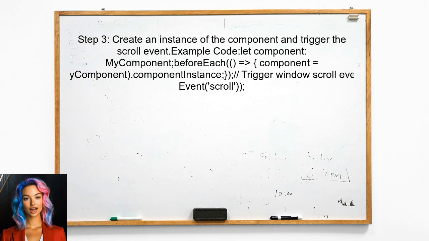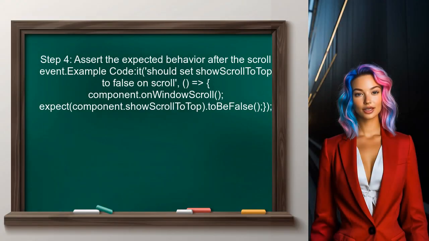Now, the user should create an instance of the component and trigger the window scroll event. This is crucial for testing the @HostListener functionality. Finally, the user can assert the expected behavior after the scroll event is triggered. This will confirm that the @HostListener is functioning as intended.